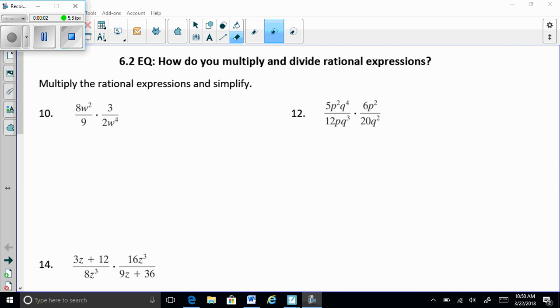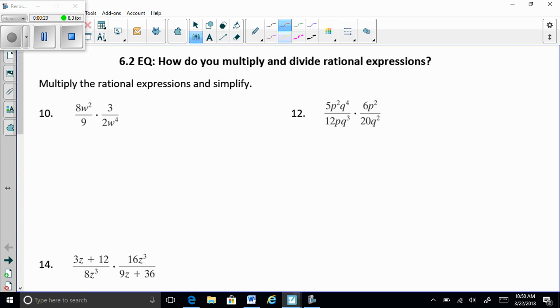Okay, so here's 6.2. We're going to look at multiplying and dividing our rational expressions. It's going to be very similar to 6.1, except we're just going to add multiplication and division. But basically, the idea is going to be the same. We're going to do a lot of factoring, and then we're just going to start canceling stuff out. And that's how it should work for the most part.